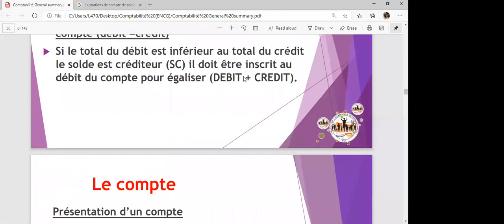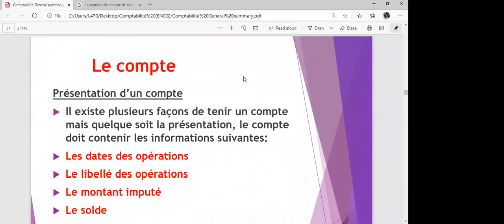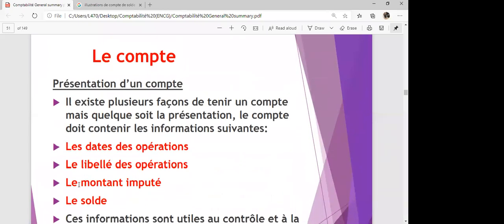Moving on to the necessities of an account. Each account should have, the necessities are the ones in red, a date of the operations. Two, le libellé des opérations, which is simply a small explanation of what really happened with the transaction. Thirdly, you're supposed to have le montant, which is the amount each transaction was worth. And lastly, we have le solde.